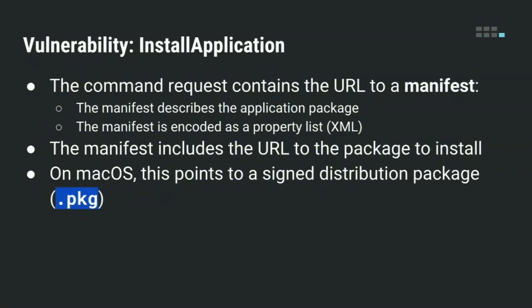The manifest's job is basically to describe the app package. It says this is the app's identity, this is its certificates potentially, and this is where you can retrieve it. The manifest is going to be encoded as a property list, as many Apple payloads are. But importantly, it includes the URL of the package to retrieve and install. Now on macOS, that has to point to a signed distribution package, which will be a .pkg.